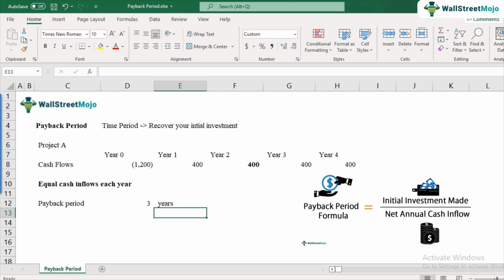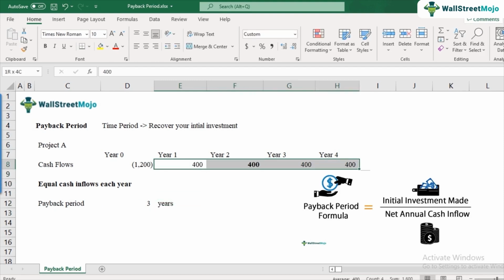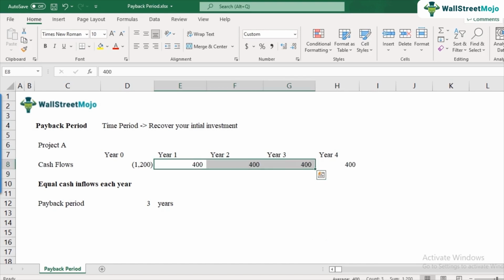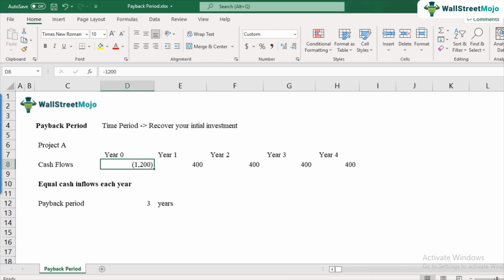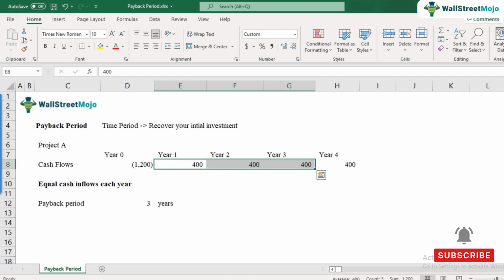As you can see, this is a very simple example, and you can easily do the maths using this visual, right? 1200 is the cash outflow. So 400 you recouped in the first year, second year, and third year. And this will be your payback period, 3 years, right? So that's how you calculate your payback period.